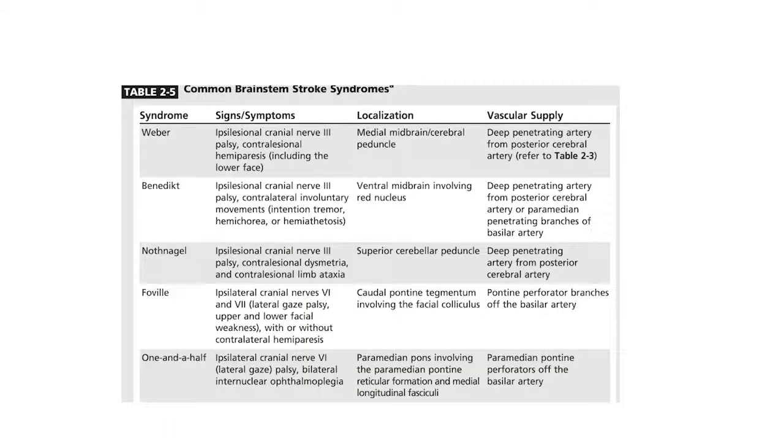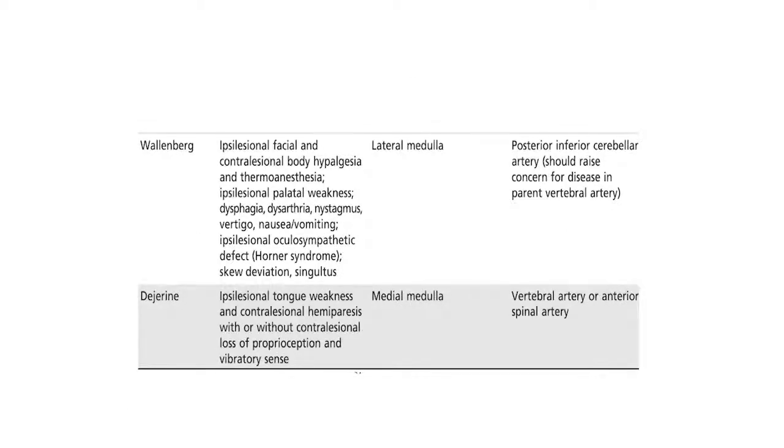So these are some of the common brainstem stroke syndromes, from Weber to Benedikt. Those are just names of the people who discovered them, but it's important to know that they have cranial nerve involvement, especially in Weber's, Benedikt's, and Nothnagel's. We've talked about Wallenberg. I think here the most important ones to know are Wallenberg and the medial medullary syndrome, which we've also talked about.